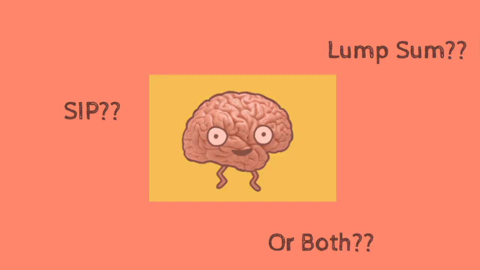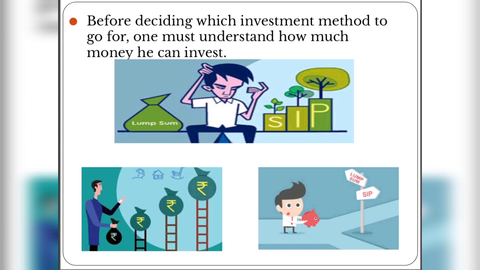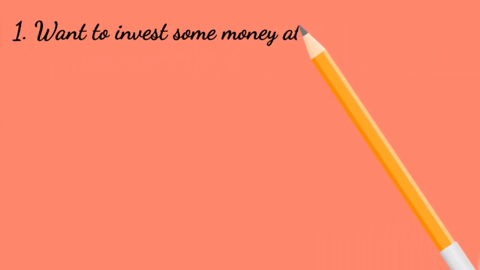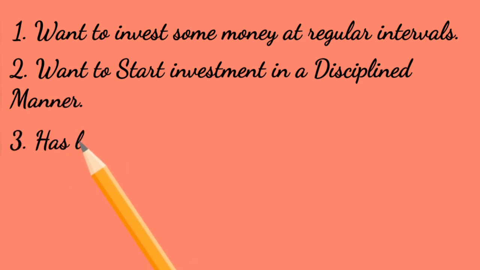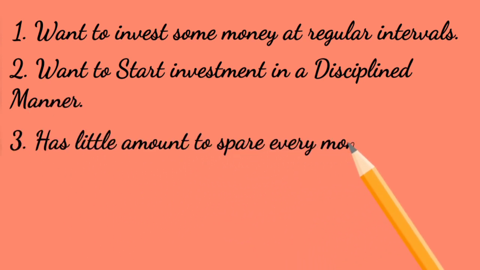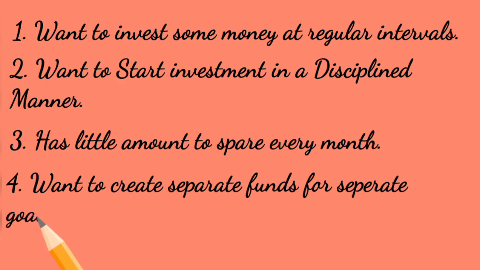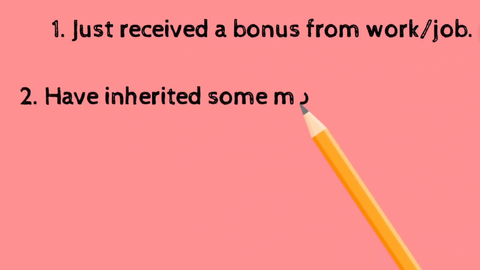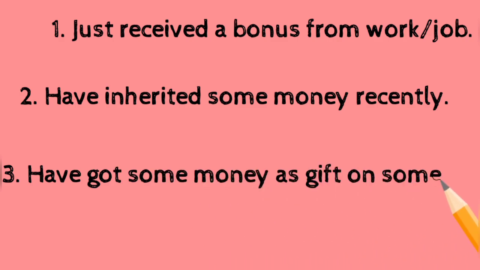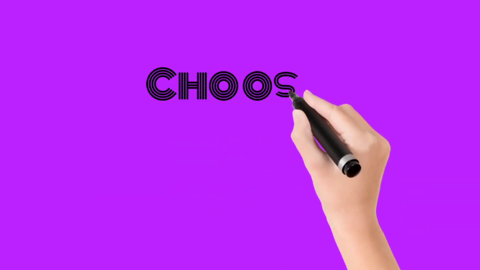Before deciding which investment method to go for, one must understand how much money he can invest. If you want to invest some money at a regular interval, want to start investment in disciplined manner, have little amount to spare every month, want to create separate fund for separate goal, then you must go for SIP. If you just received a bonus from work, have inherited some money recently, have got some money as gift on some occasion, then go for lump sum.